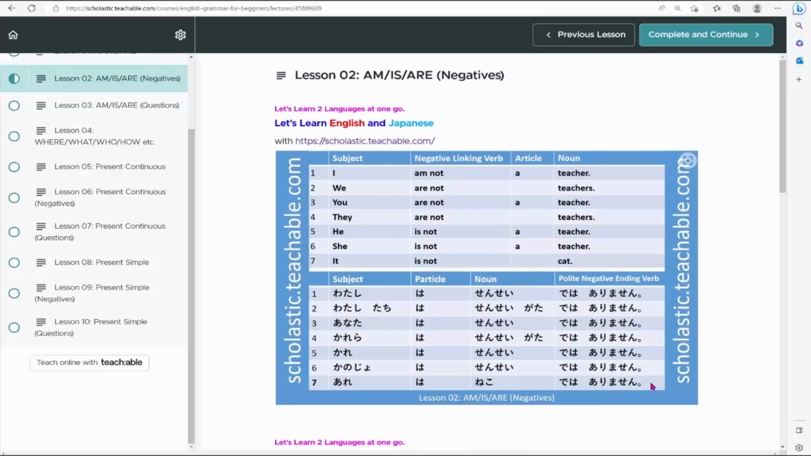Are wa neko de wa arimasen. Are is over there, something over there. Are wa neko. Neko is cat. De wa arimasen, not a cat. Are wa neko de wa arimasen. Hope you got the point.